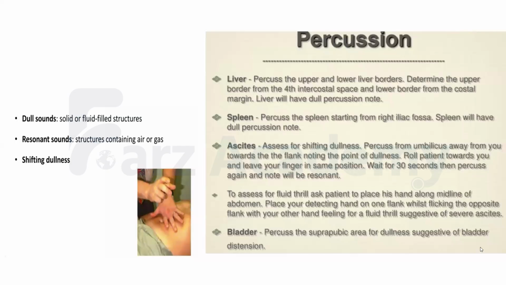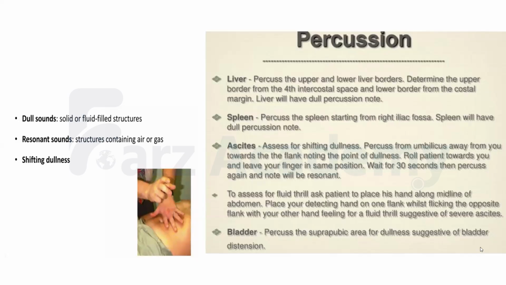You see, giving yourself a lot of pain while hitting your phalangeal bone to have a percussion note is not wise. You should practice, practice, and practice so that you might be able to do fruitful, appreciable percussion, and a note is even produced in a very, very obese person too. For liver, you percuss the upper and lower liver borders. Spleen percussion needs to be done from right iliac fossa. Spleen will always be dull on percussion.